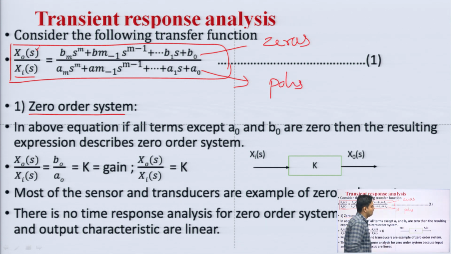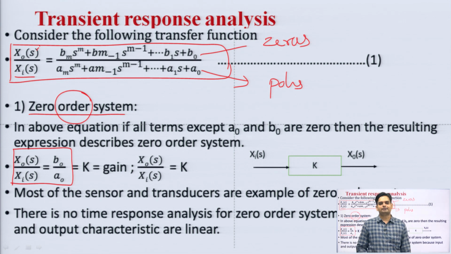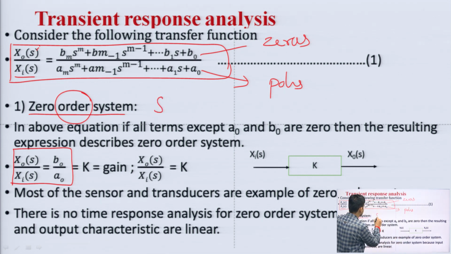Zeros are the complex frequencies which will make the system response 0, and poles are the complex frequencies which will make the system response infinite. All this we had seen in the previous lecture. So, when we discuss the 0 order system, in that case the transfer function would be given like this. You have to focus on the term order. Order means the highest power of s would be s to the power 0. It means this will be present inside the system.